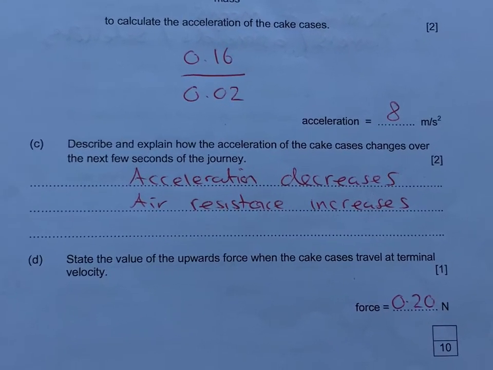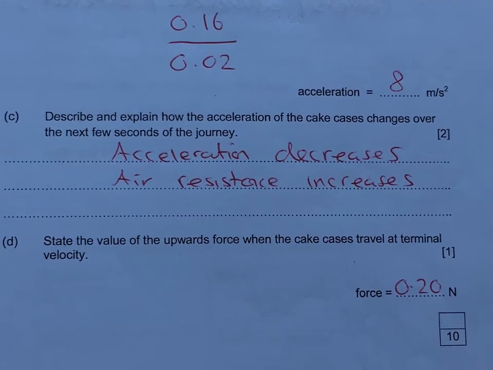Describe and explain how the acceleration of the cake changes over the next few seconds of the journey. So the acceleration is going to decrease. It's still going to be speeding up, but at a slower rate. So we say that the acceleration decreases as air resistance increases. So it's gradually getting faster, but not as fast as it started out.